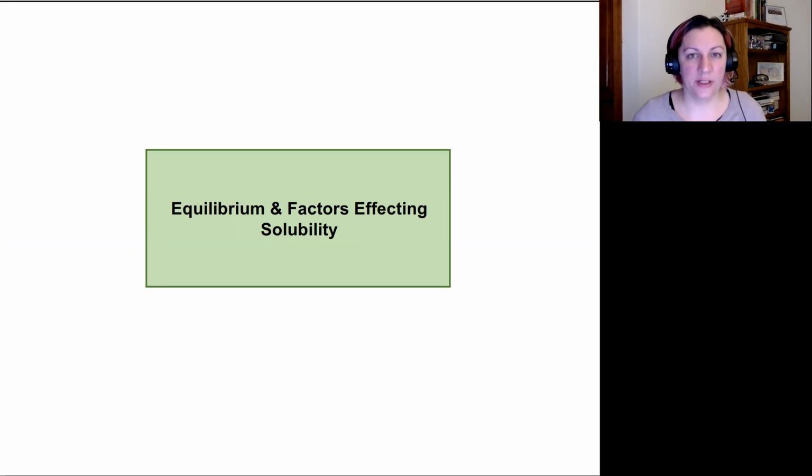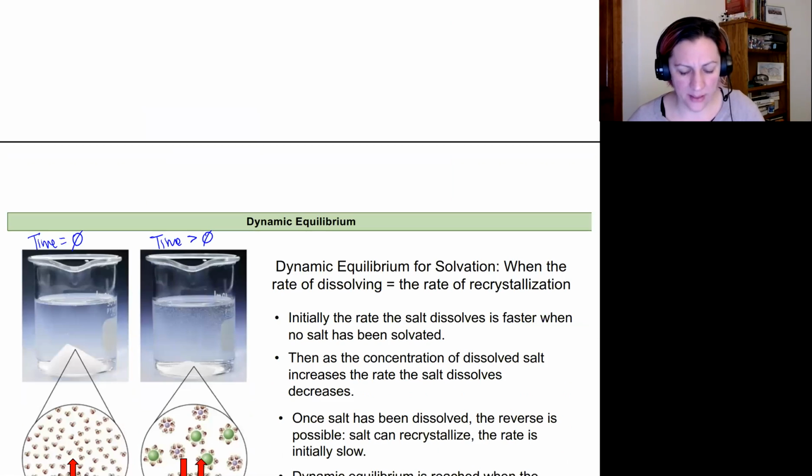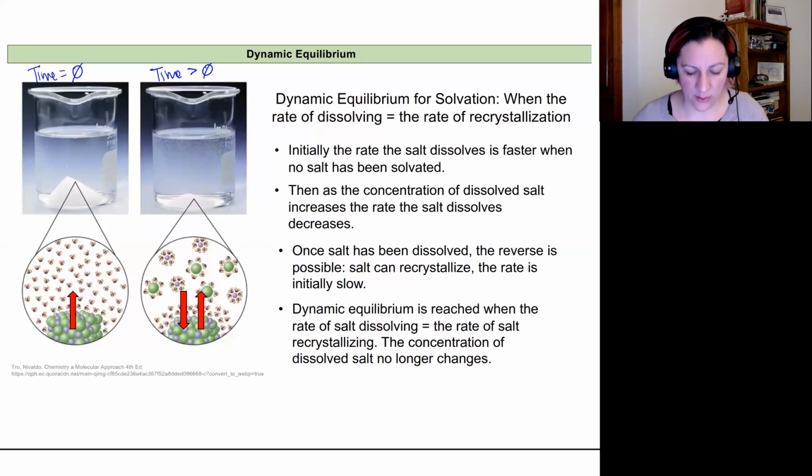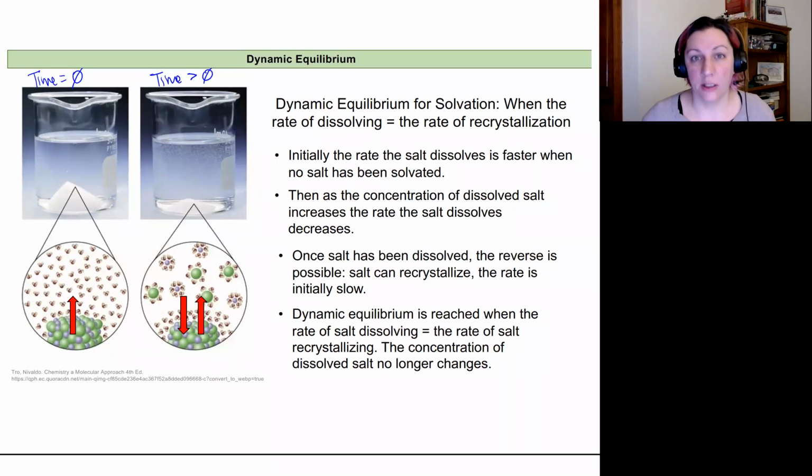In this video, we're going to discuss equilibrium as it applies to solubility, and that'll allow us to better understand how temperature can affect a solid or a gas's solubility in a liquid. So let's start by looking at dynamic equilibrium for solubility.